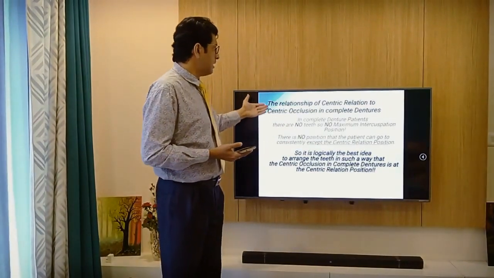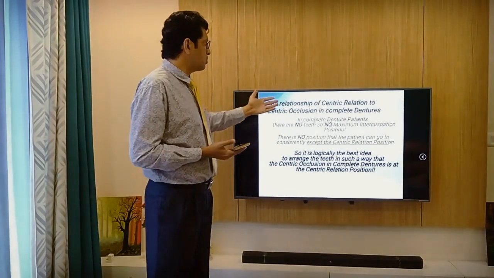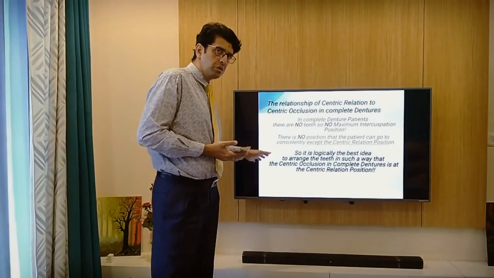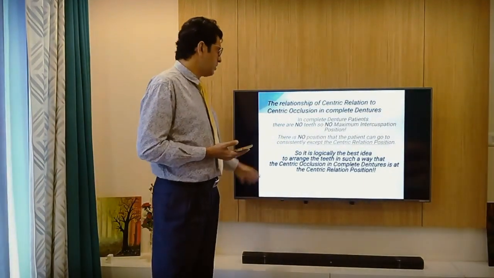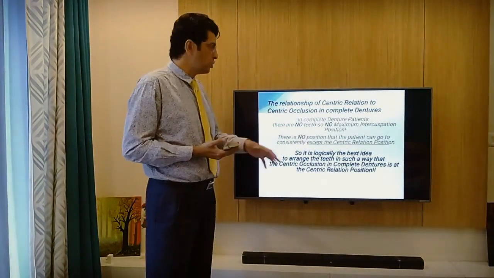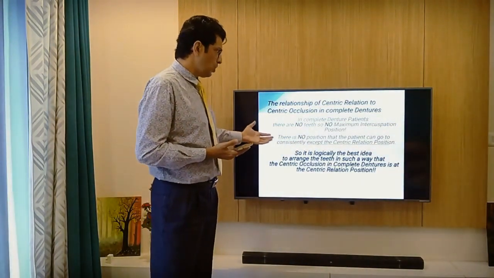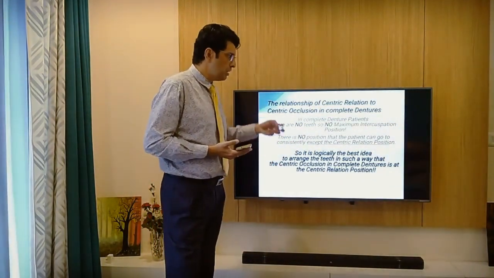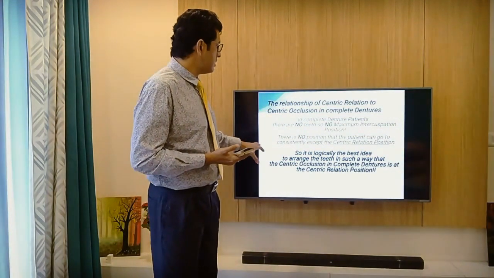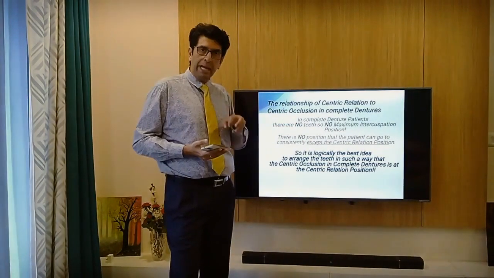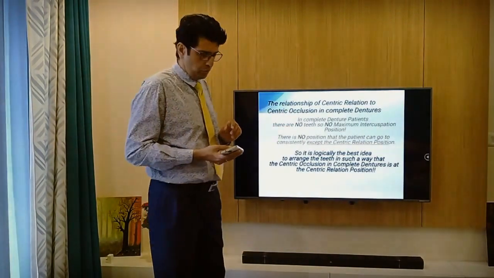So, like I said here, the relationship of the centric relation to the centric occlusion in complete dentures. What is the relationship? In complete denture patients, there are no teeth, so no MIP. Okay, there is no position that the patient can go to consistently except the centric relation position. So it's logically the best idea to develop our occlusion into the centric relation position so that the patient can come back to it as a starting point of occlusion.